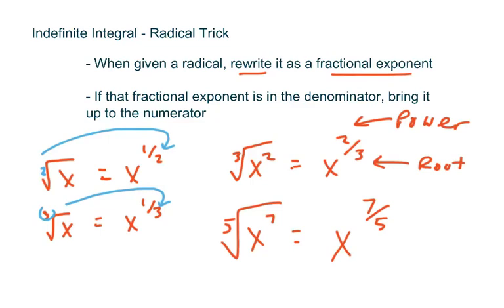And the other thing to be made aware of is, again, if that fractional exponent happens to be in the denominator, utilizing one of our tricks from before, if we have negative exponents, we need to bring that up to the numerator. So you'll see one or two examples of me going through that. So let's get started. We'll get through a couple of examples, and then we'll be done for the day.